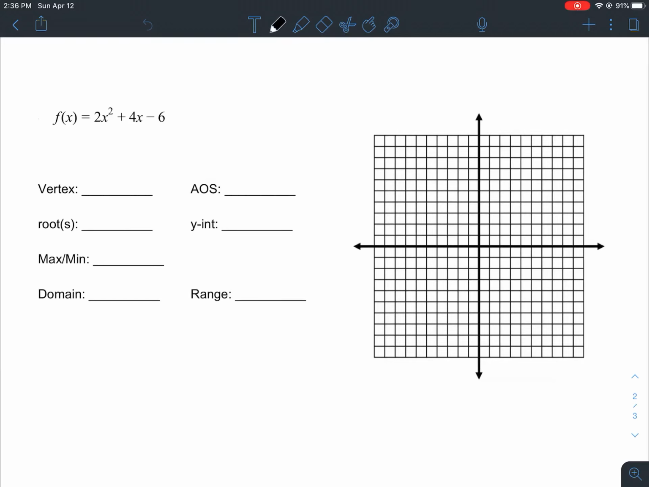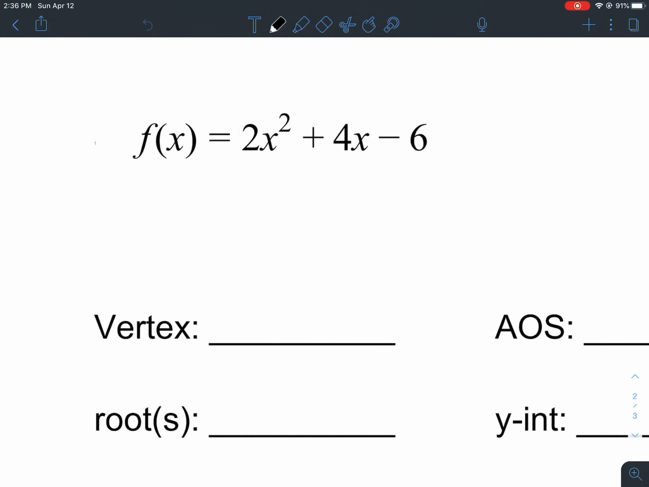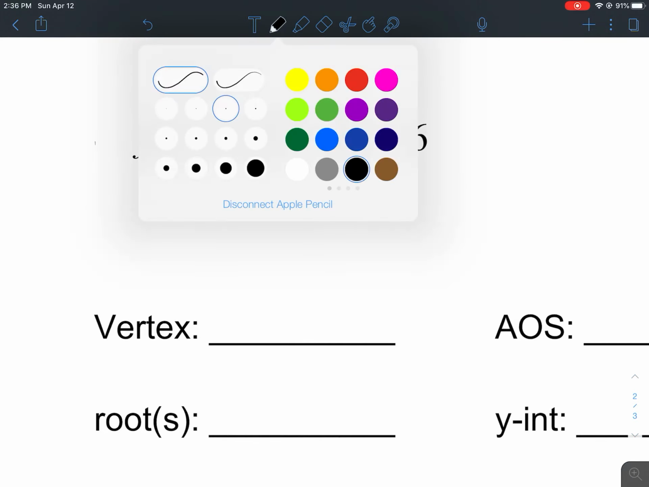This video is going to talk about how to use Desmos to help us graph a standard form quadratic. Alright, so we're given an equation f of x equals 2x squared plus 4x minus 6. Now just remember that f of x is also the same thing as y, so you don't want to get freaked out by that at all.